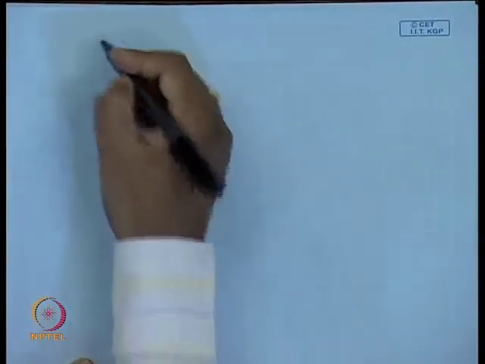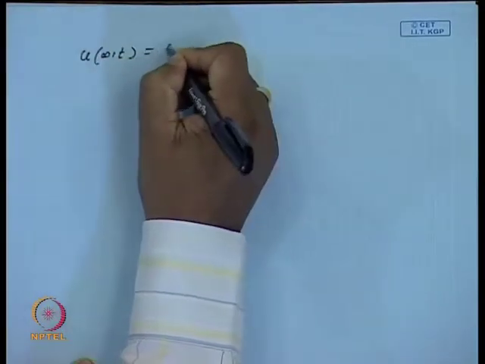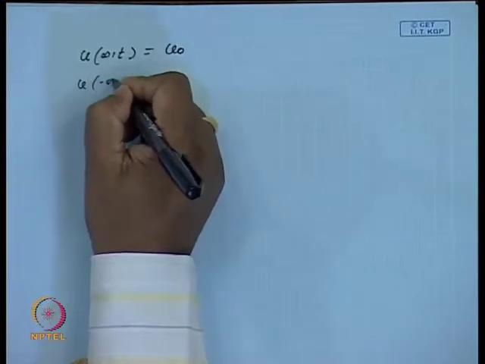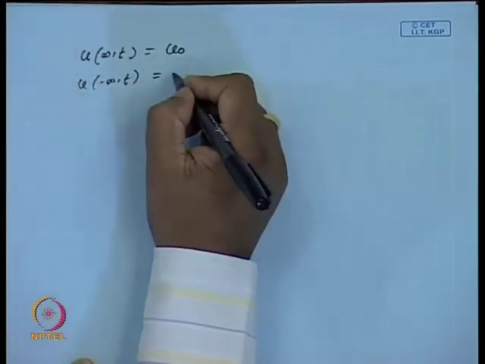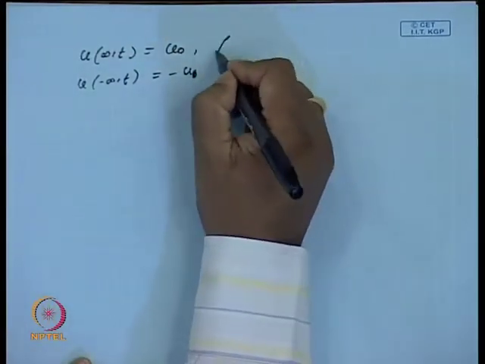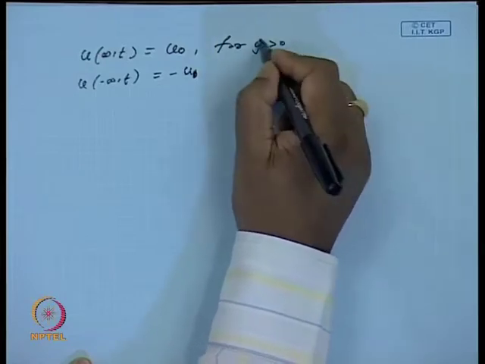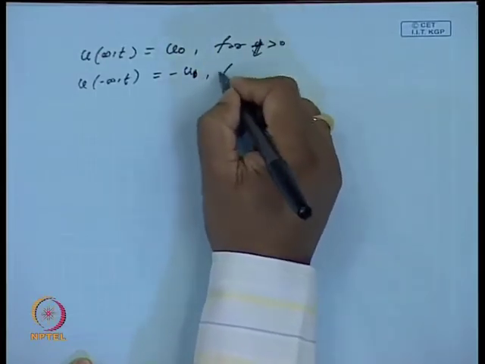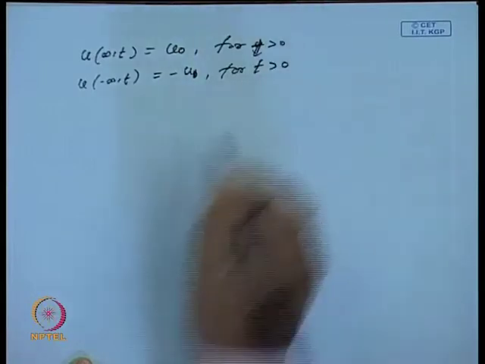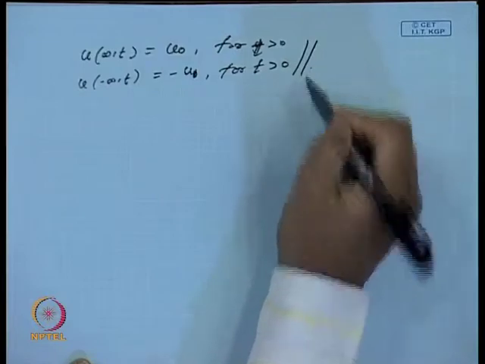Apart from the initial condition, we have u at infinity, t is u naught, and u at minus infinity, t is minus u naught. This is for y greater than 0, this is for t greater than 0, and this is also for t greater than 0. So I have one initial condition at t equal to 0, where the fluid motion is this, and at infinity the motion is like this.